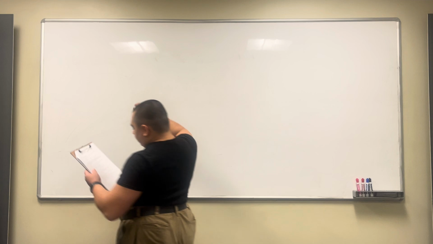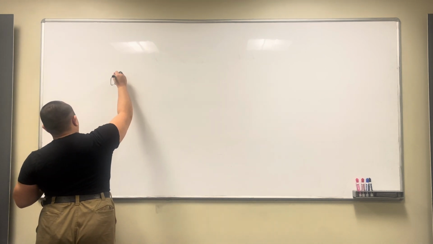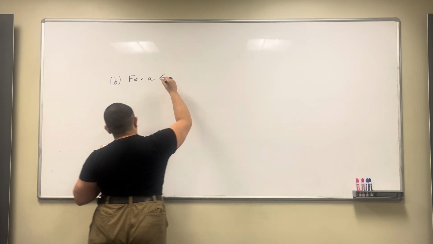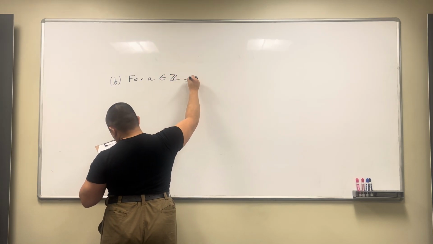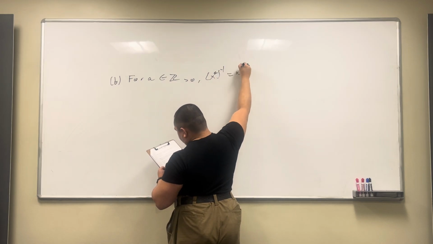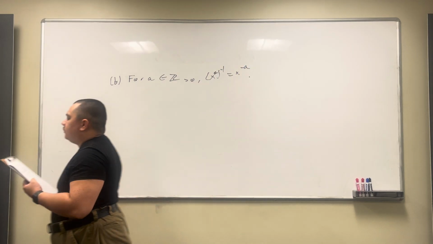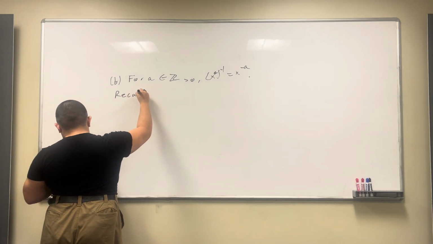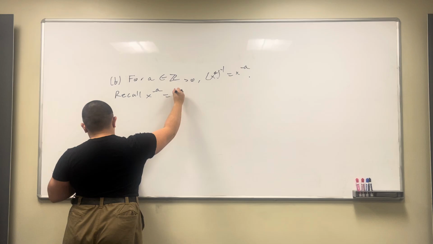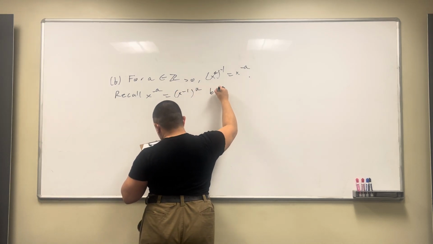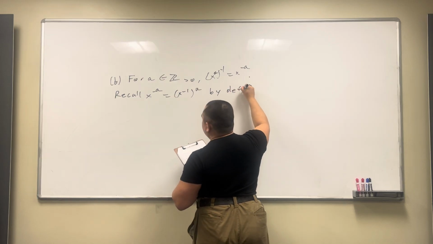Okay, now moving on to the second part, which we'll just call part B. For a within the positive integers greater than 0, we have (x^a)^(-1) is equal to x^(-a). So let's recall x^(-a) is equal to (x^(-1))^a by definition of negative powers.